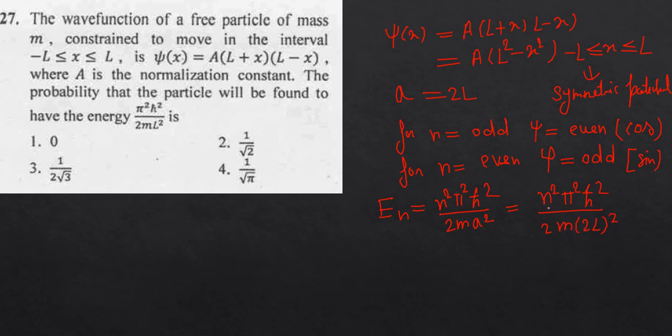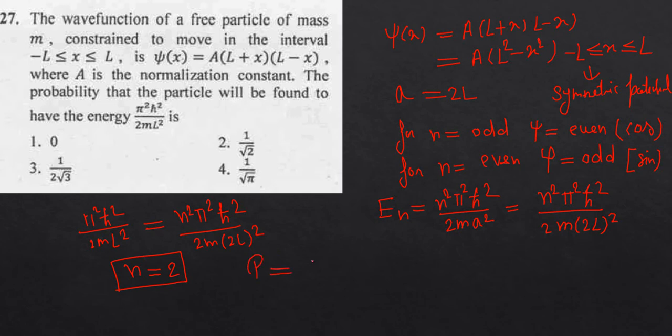Okay. Now to find out the nth value, we will equate this energy with the given energy. So here I am equating this. So pi square h cross square upon 2mL square will be equal to n square pi square h cross square upon 2m (2L) whole square. So if you solve this, you will get the value of n is 2. Okay. So now you need to find out the probability of the particle in n is equal to 2 or second state.